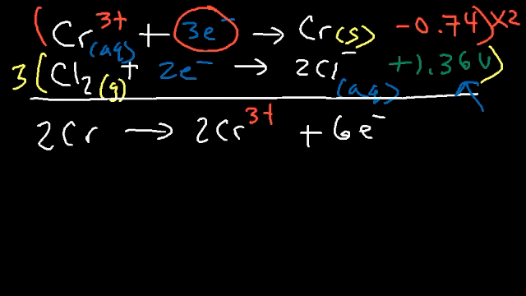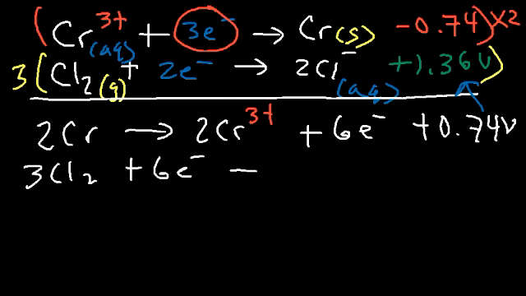Now, even though we multiply the reaction by 2, the cell potential doesn't change. We shouldn't multiply that by 2. But when we reverse the reaction, the cell potential will change sign. It's going to flip from negative 0.74 to positive 0.74. However, it's not going to be 0.74 times 2. It doesn't work that way. For chlorine, we need to multiply by 3, so it's going to be 3Cl2 plus 6 electrons, which turns into 6 chloride ions. And the cell potential is going to remain the same. It's going to be positive 1.36 volts. And we shouldn't multiply by 3.